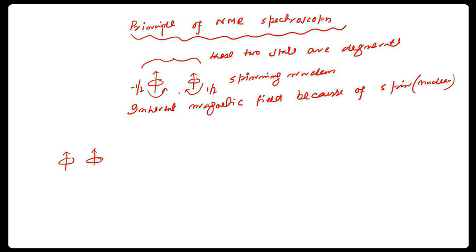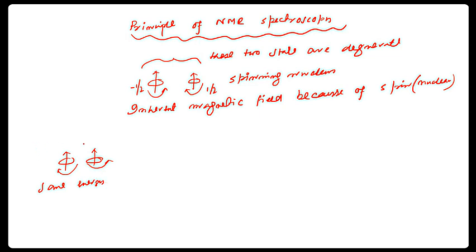This is plus half. This is minus half. Basically, this is the spinning axis. Along this axis, for example, it goes in a clockwise direction, or it goes in an anti-clockwise direction. So these two are degenerate. We cannot identify them. It's the same energy.